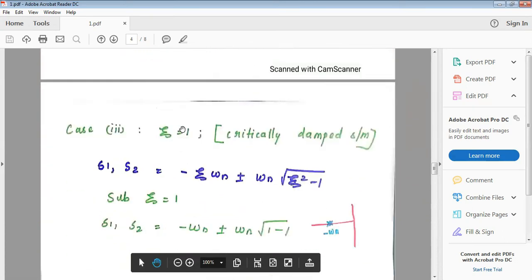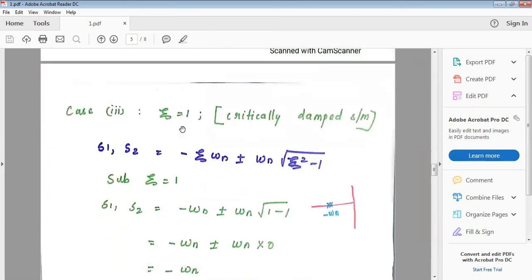So next we are moving to the next case, that is zeta value equal to 1. Zeta equal to 1 means a critically damped system. We know a critically damped system will reach the steady state in the shortest possible time, right? So within a short time, it will reach the steady state value. That is called a critically damped system.